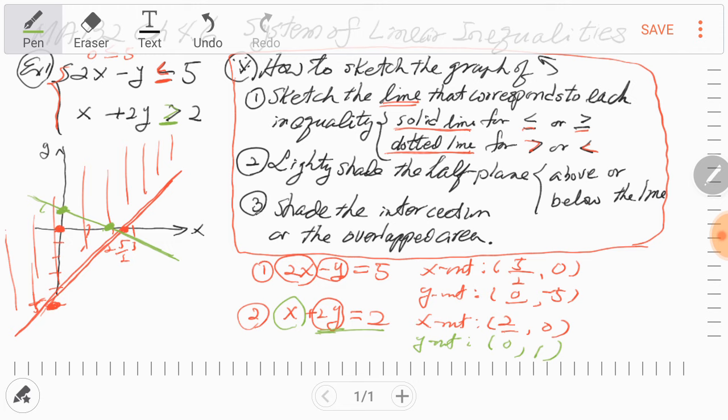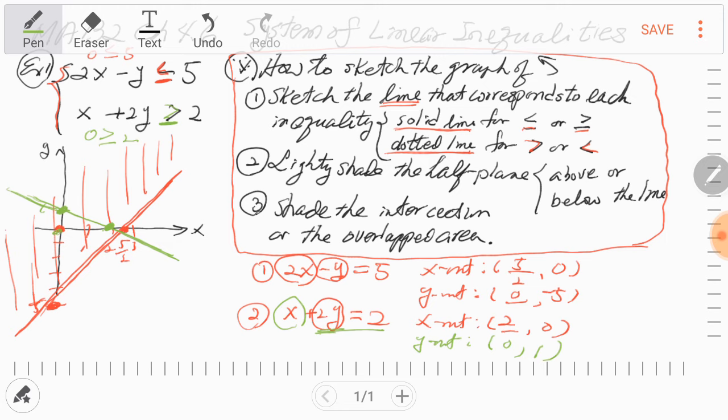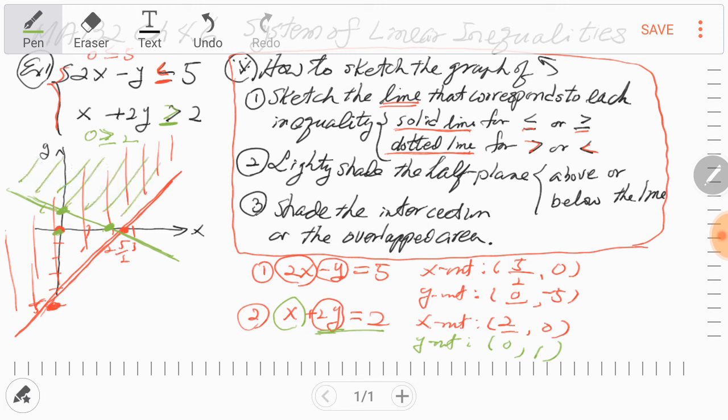Let's check a point so that we can select the solution area. Let's use the same point, (0, 0). So x equals 0, y equals 0, then is 0 greater than or equal to 2? No, it is not. This is false. So this point is not a solution. So the solution is the other side, above the line. From here, the overlapped area is the solution.